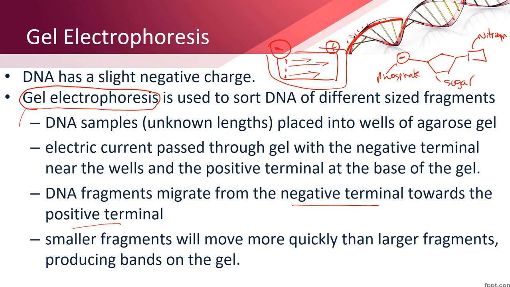The smaller the pieces, the faster they travel. So small pieces travel quickly, so they travel further. So then we will get bands forming, and the one that is closest to the positive terminal will be the smallest fragment.